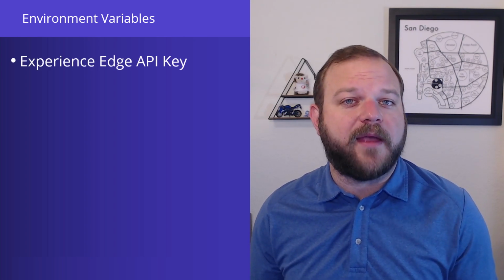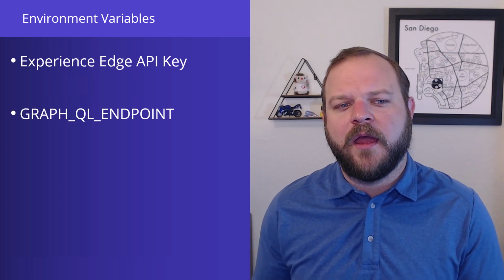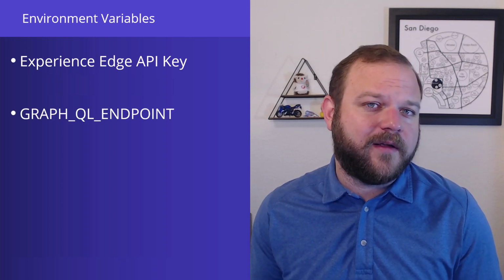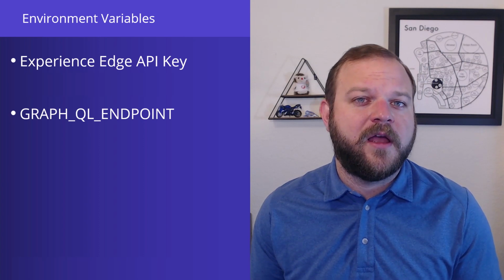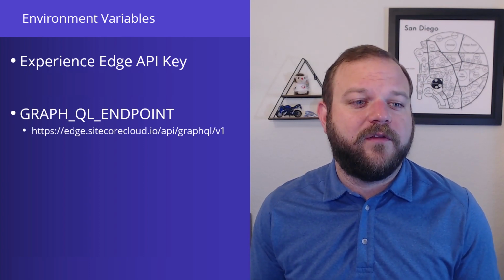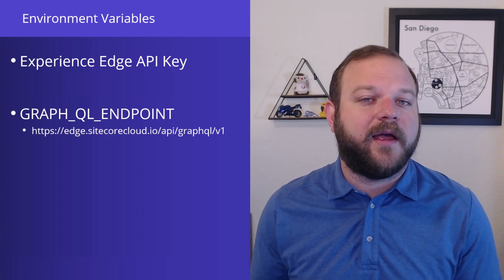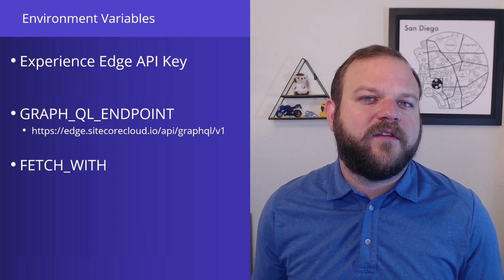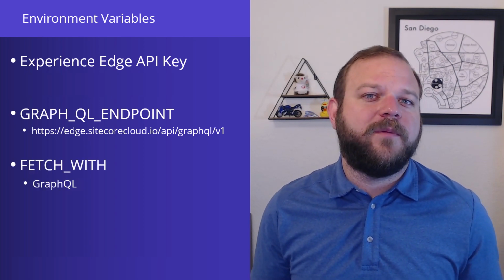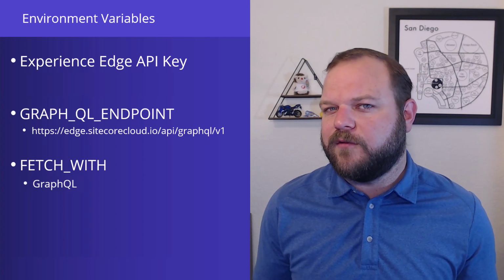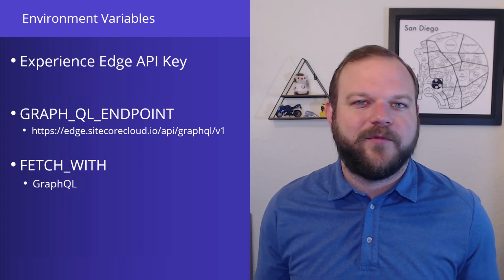The first thing that we need to do in order to prepare ourselves for a Netlify deployment is gather our environment variables. And luckily there aren't too many. First, we're going to need to get our Experience Edge API key, and I'll walk us through that. Next is we're going to need our GraphQL endpoint, and this is where we're going to hit Experience Edge. Luckily, we already have the value for this one, so it's going to be edge.sitecorecloud.io. We'll want to set our fetch width, and this is going to be set to GraphQL because we want to be able to fetch the Experience Edge endpoint using GraphQL.